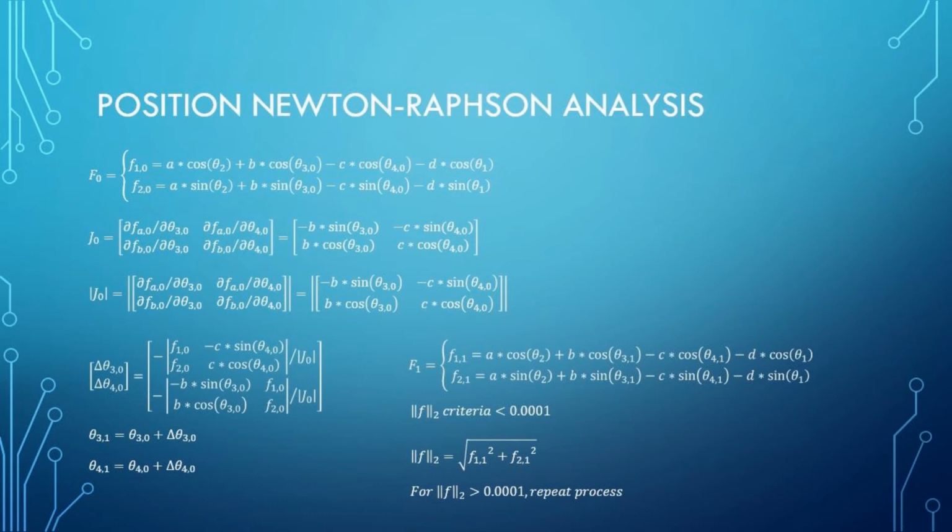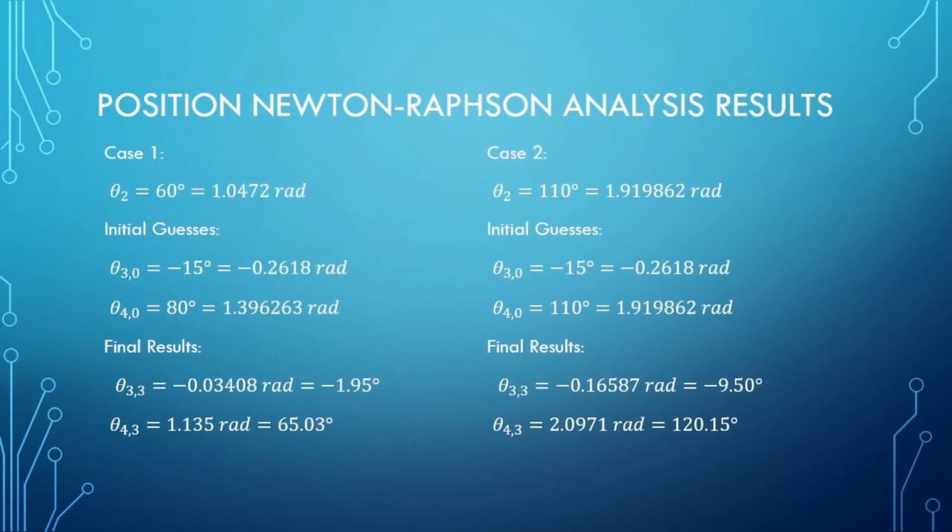Adding those to our initial guesses for theta 3 and theta 4, we recalculated F1 and F2 and used our normal criteria of 0.0001 to determine whether or not theta 3 and theta 4 were accurate enough. You can see our initial guesses for theta 3 and theta 4 in both cases, and then our final calculated results for theta 3 and theta 4. And in addition, you can see how many iterations it took. In both cases, it took 3 iterations to find an accurate enough answer.